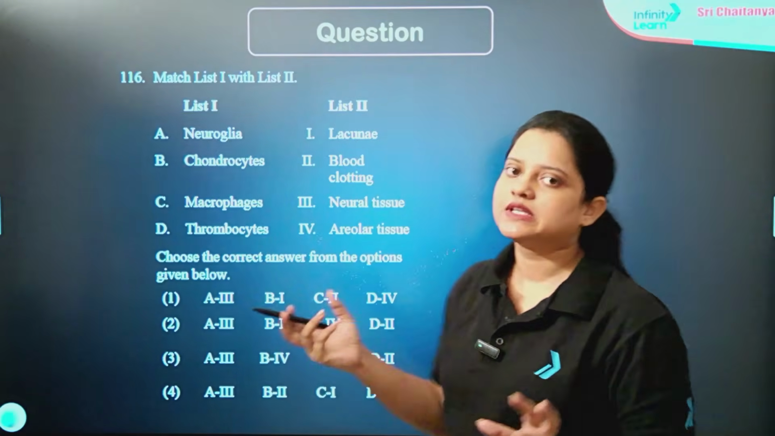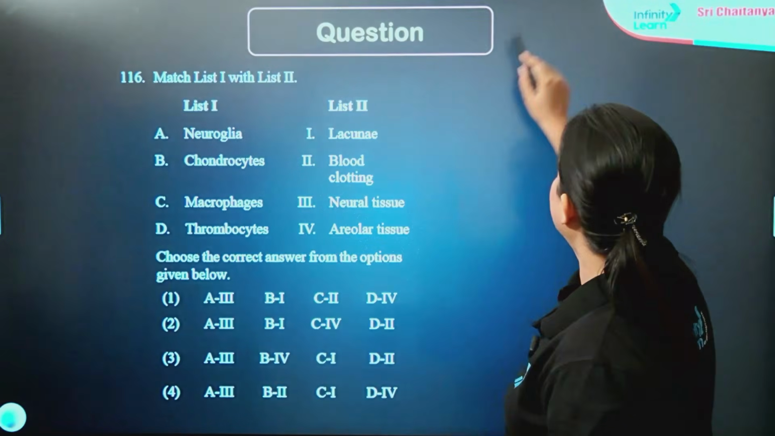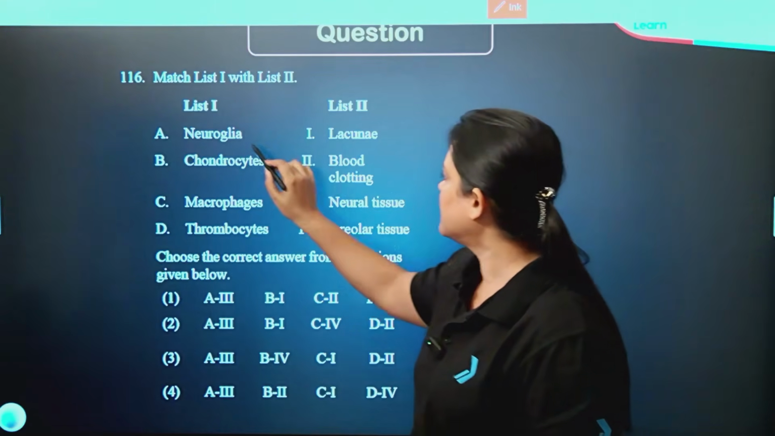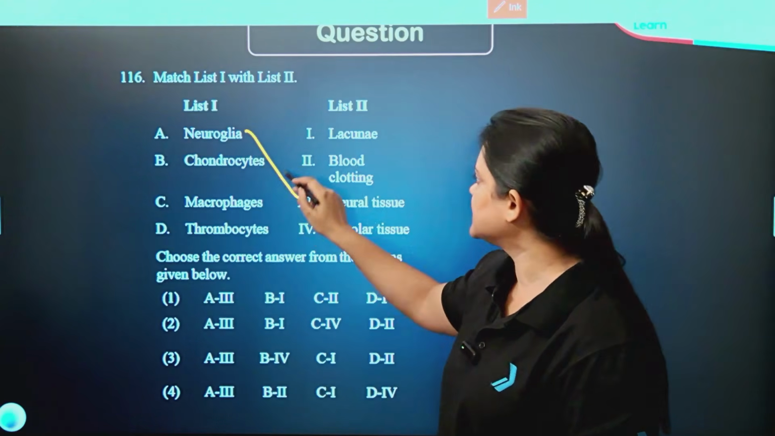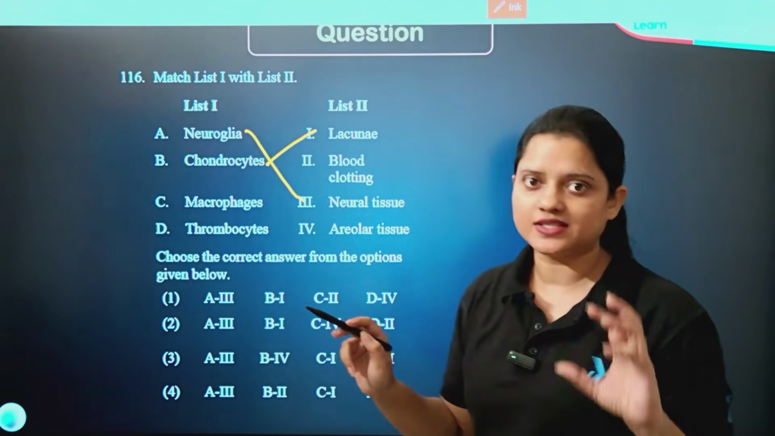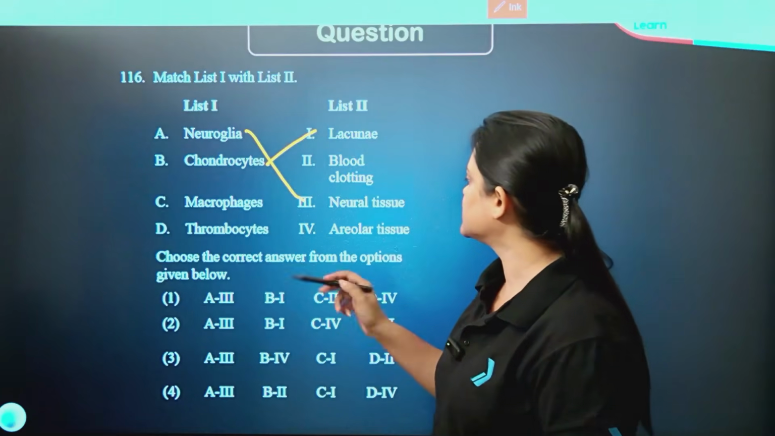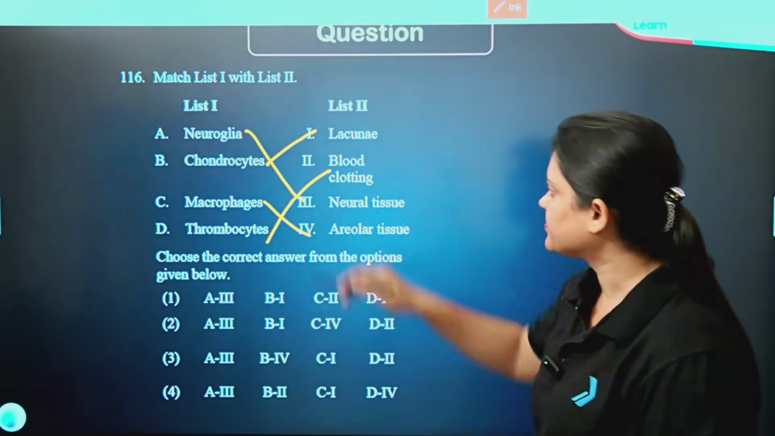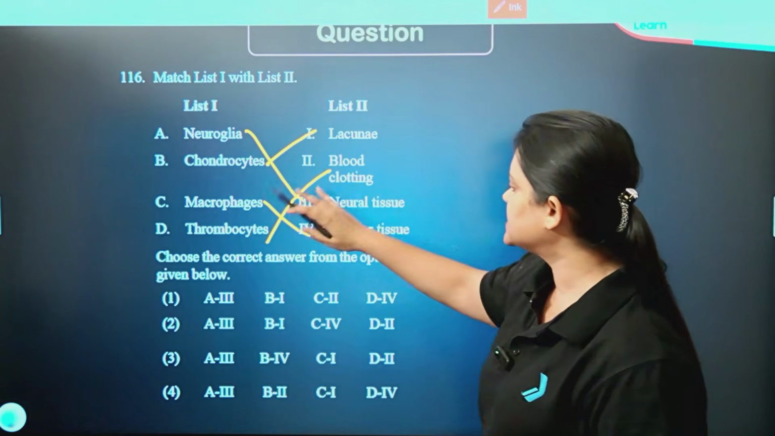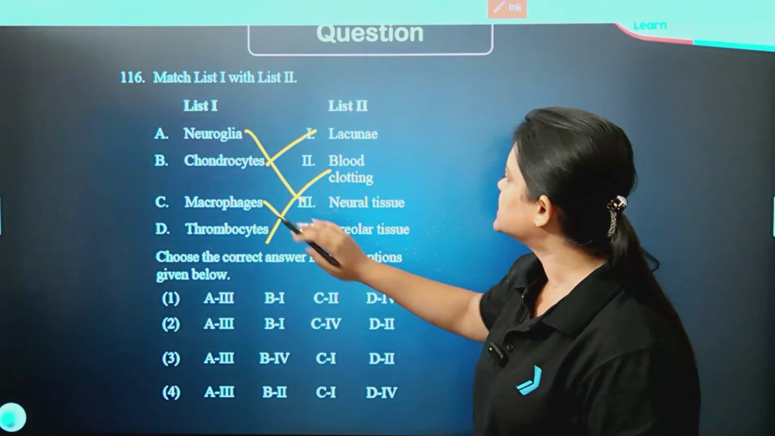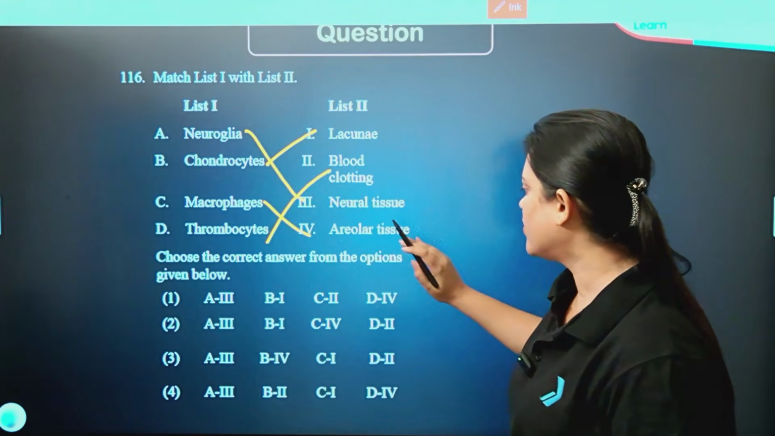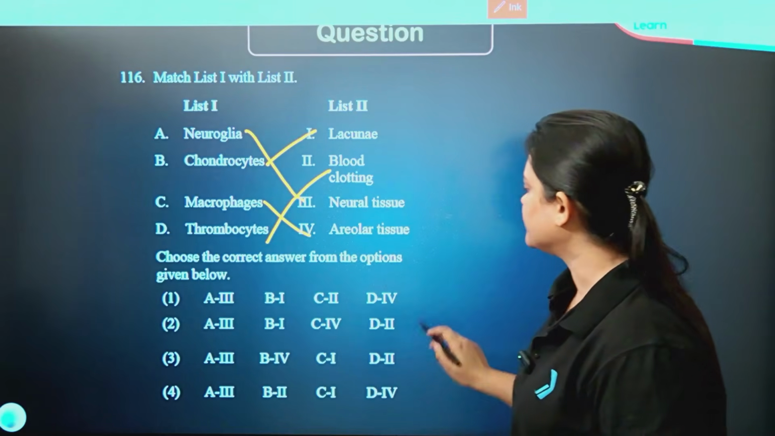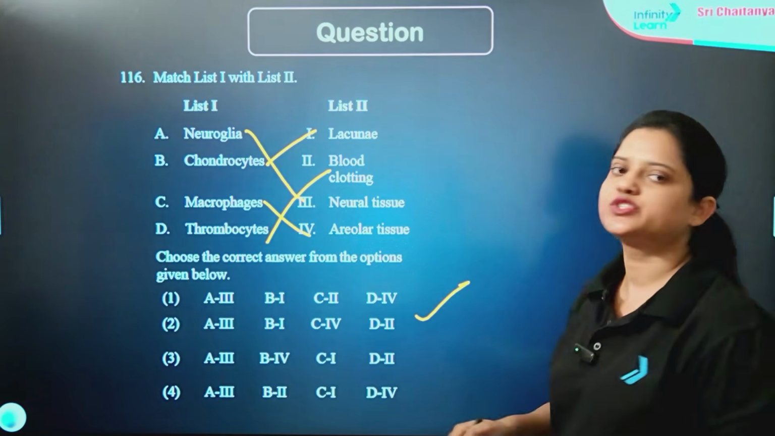Match List 1 with List 2. List 1 has neuroglia, which is a neural tissue. Chondrocytes are in lacuna in cartilage. Macrophages are in areolar tissue, and thrombocytes help in blood clotting. So A is matched with 3, B is matched with 1, C is matched with 4 and D is matched with 2. So the correct answer for this question should be 2.